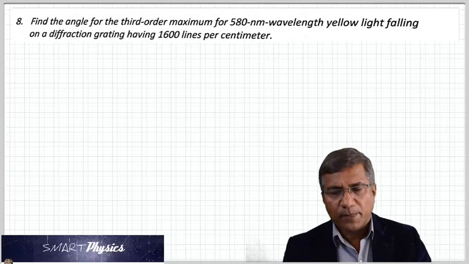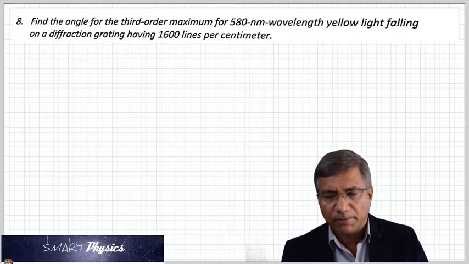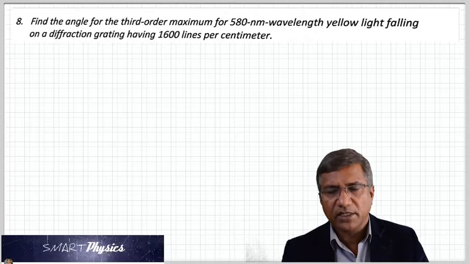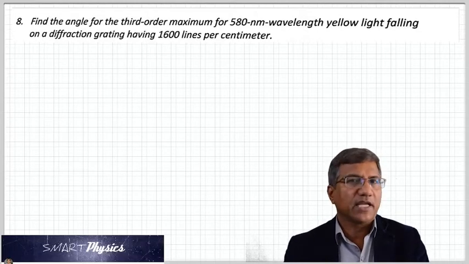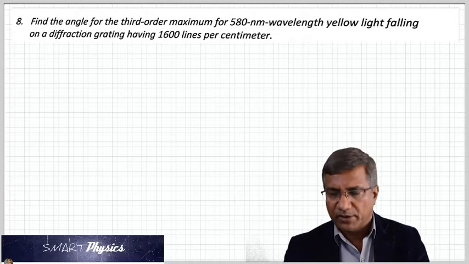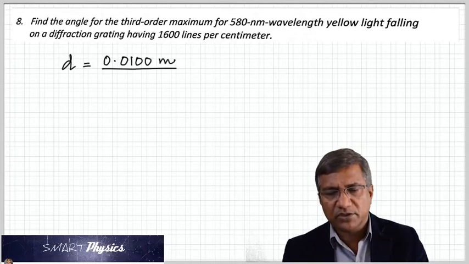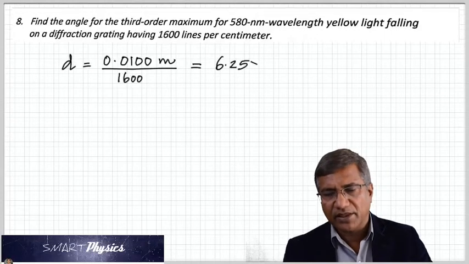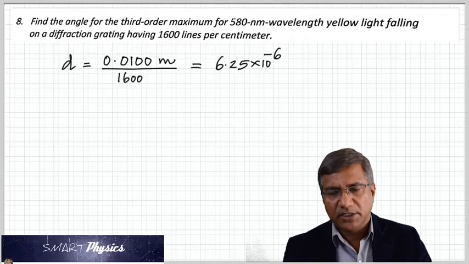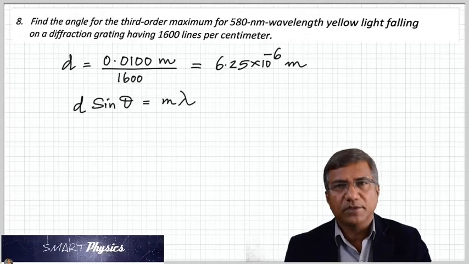Number 8, find the angle for the third order maximum for 580 nanometer wavelength yellow light falling on a diffraction grating having 1600 lines per centimeter. My goodness, isn't this the same question? Yeah, same type. So first you have to find the width of the slit, which in this case is 0.01 divided by 1600. Once you get that in meters, we can find sine theta using this formula.